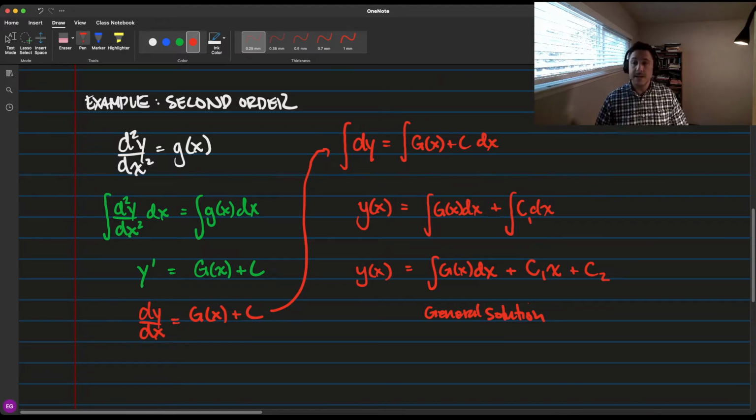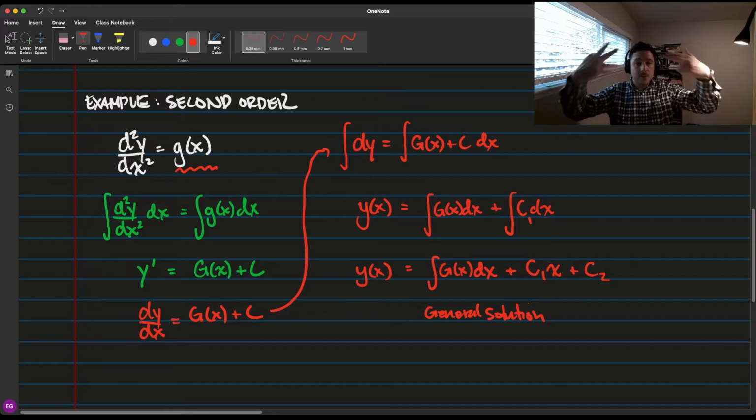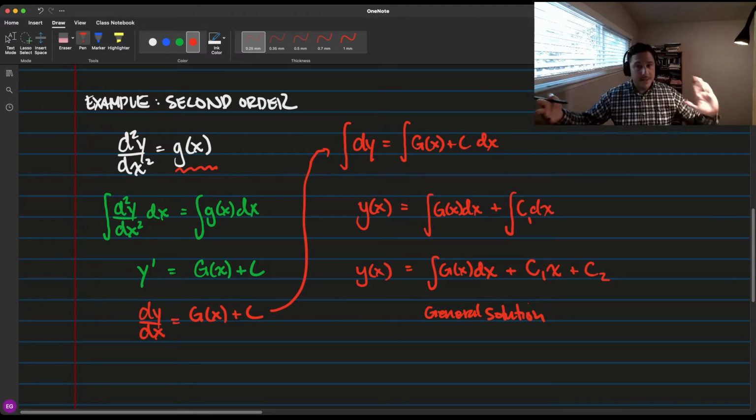Interestingly enough, for any order equation where you have just x on the right-hand side, you can just repeatedly integrate, and eventually you'll get your solution. Okay, awesome.